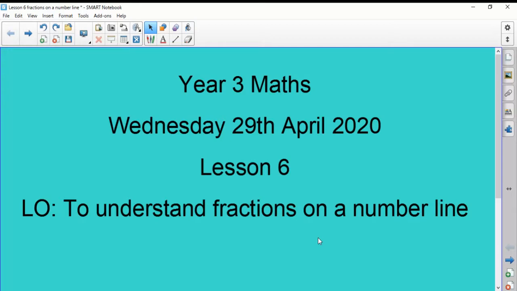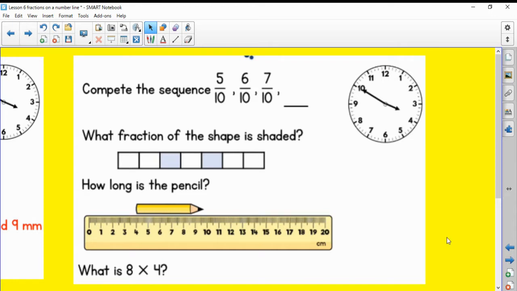Wednesday the 29th of April 2020. Lesson 6. The objective is to understand fractions on a number line. But first of all, let's have a little warm-up.